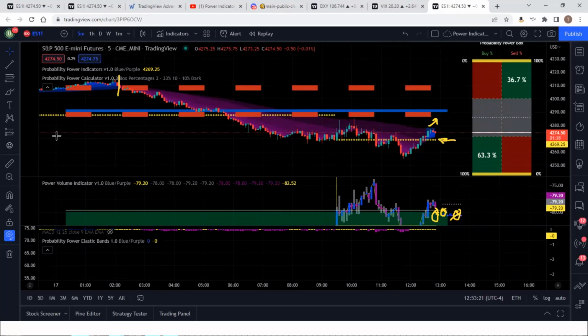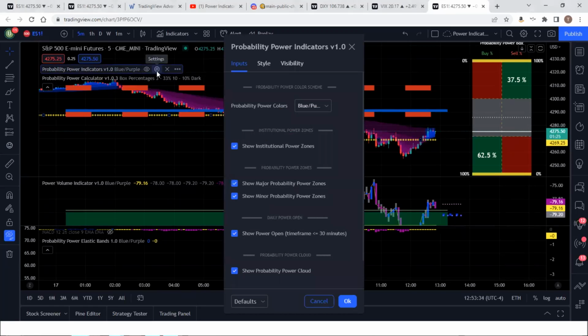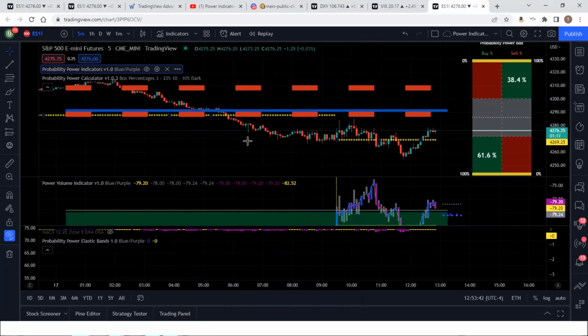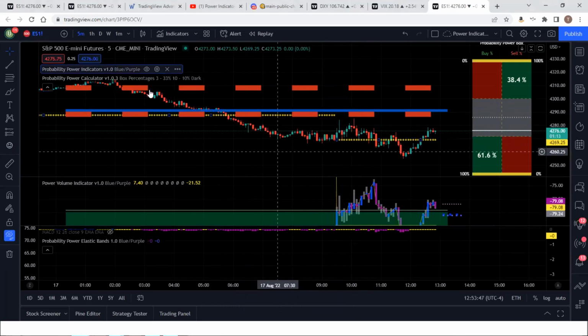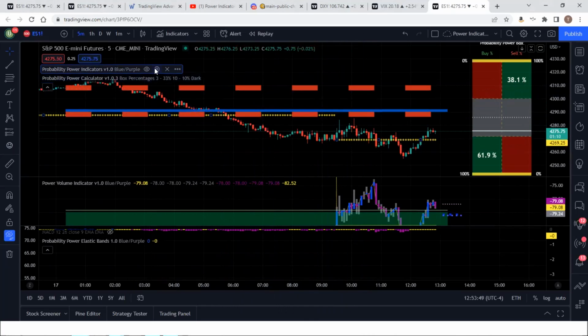Daryl, is there a way to delete the cloud? Yes, you can remove the cloud from your charts. So if you go to the probability power indicator's settings, go to that gearbox there. And here at the bottom is the probability power cloud. So you can uncheck that power cloud, and then you'll see that the cloud goes away. So yep, you can absolutely customize that if you don't want to have a cloud on your chart.